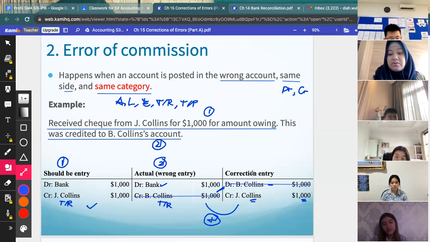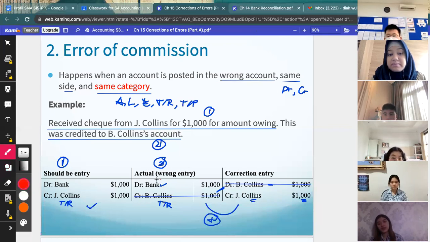Now after you make the correction of B. Collins in the debit and credit J. Collins, if you add that with the actual, only B. Collins cancels out. So now it becomes bank in the debit side and J. Collins in the credit side. If we look at that, it is already equal to the should be entry. Clear?